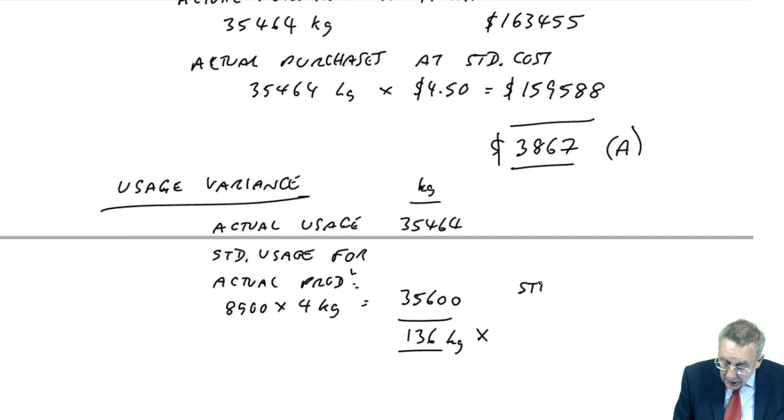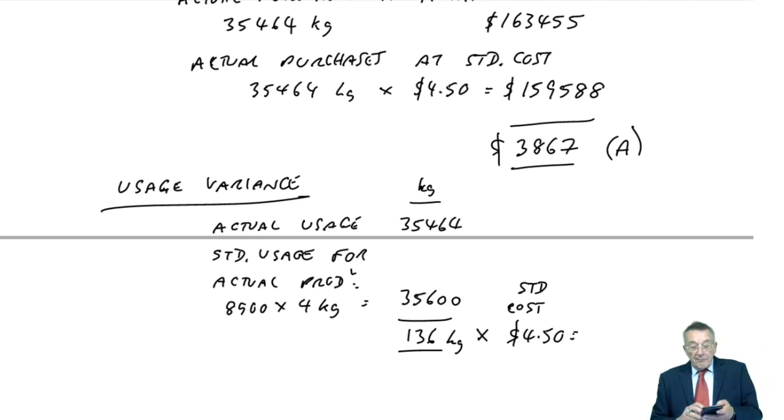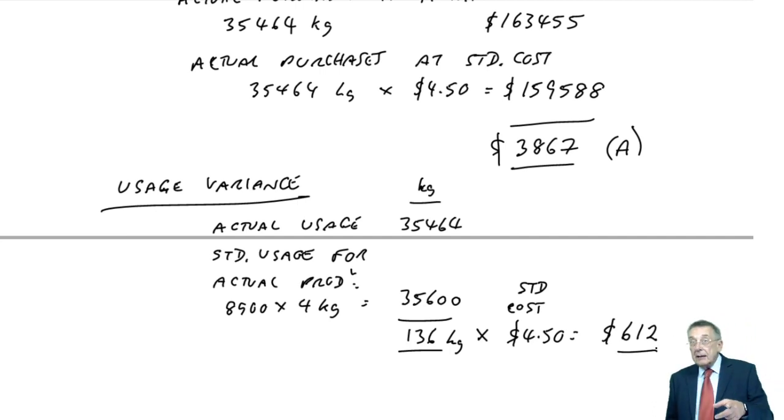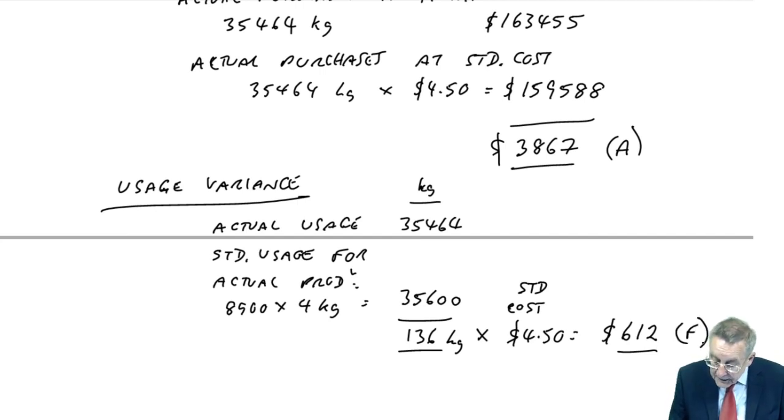At standard cost per kilo of $4.50, using 136 less kilos would have saved us 612. It would have saved us money, appreciate, use less material, on its own we'd spend less, therefore it would increase the profit. It's favourable.